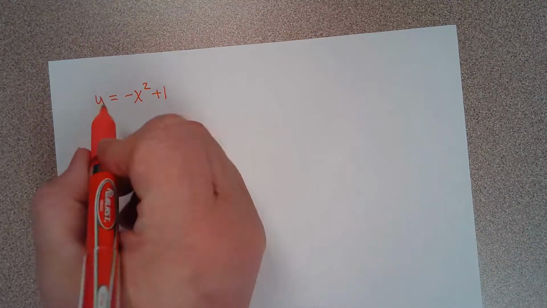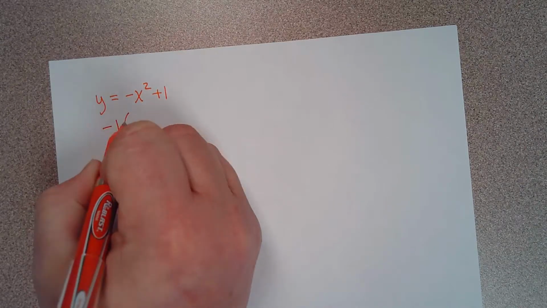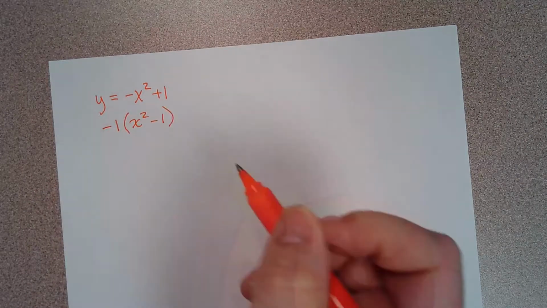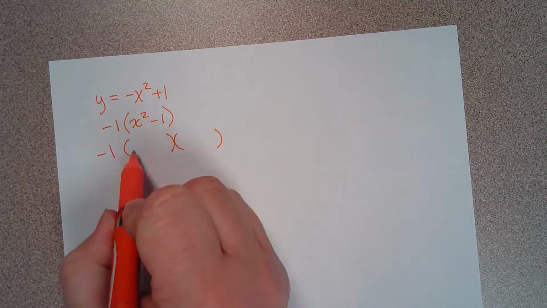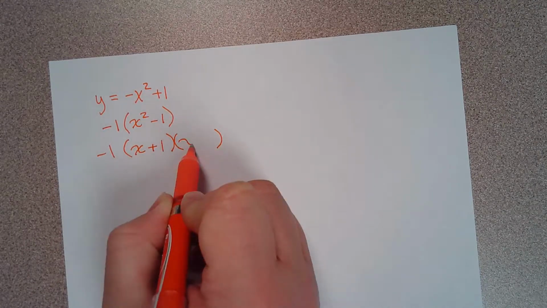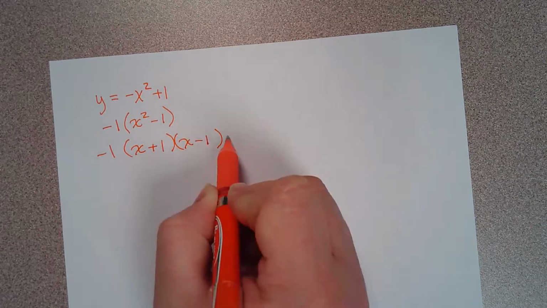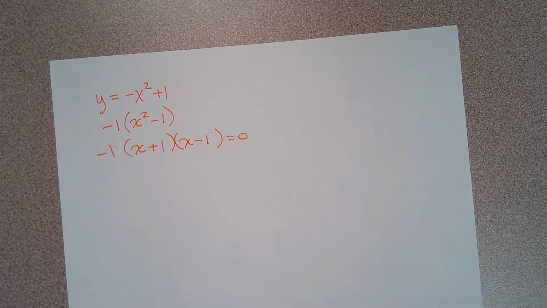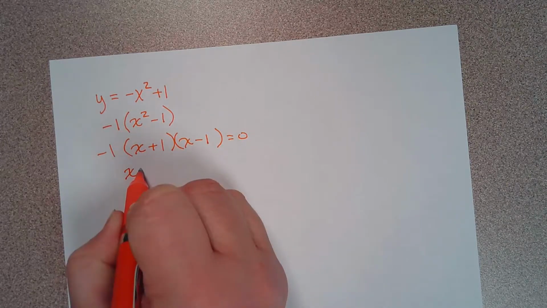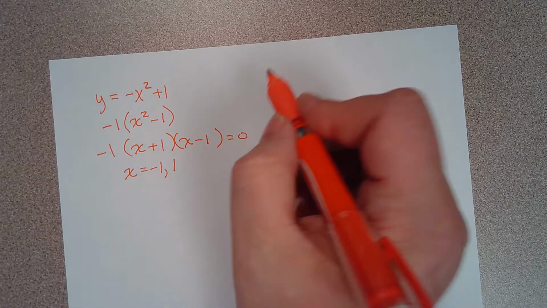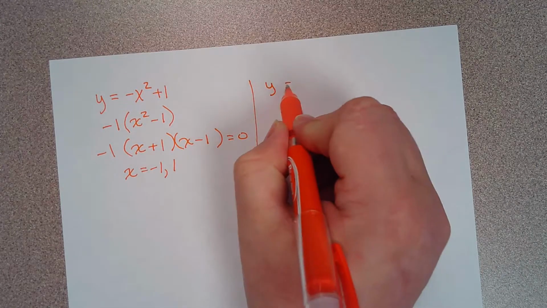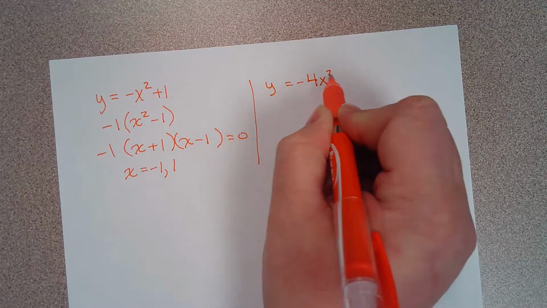If you pull out a negative 1, this becomes x squared minus 1, and this breaks into 2 groupings. So I'm going to have x plus 1 and x minus 1. So we're getting into the difference of squares. I set each grouping equal to 0, so x equals negative 1 and 1. So that's where it crosses the x-axis. Same thing for number 6. y equals negative 4x squared plus 16.